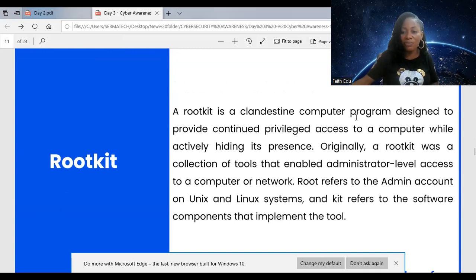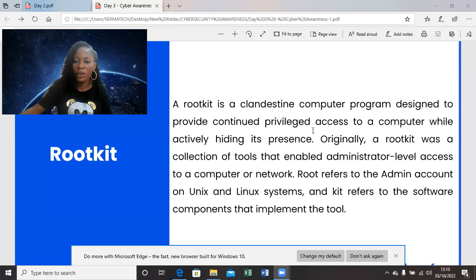This is a clandestine computer program designed to provide continued privileged access to a computer while actively hiding its presence. Like a hacker just creates a program that is hidden, it's in your system somewhere, you don't know that it is there. And through that program, the cyber criminal can gain access to your computer without your knowledge. So we're talking about rootkit as that program that is designed and is hiding somewhere in your system. You are not aware that it is there.